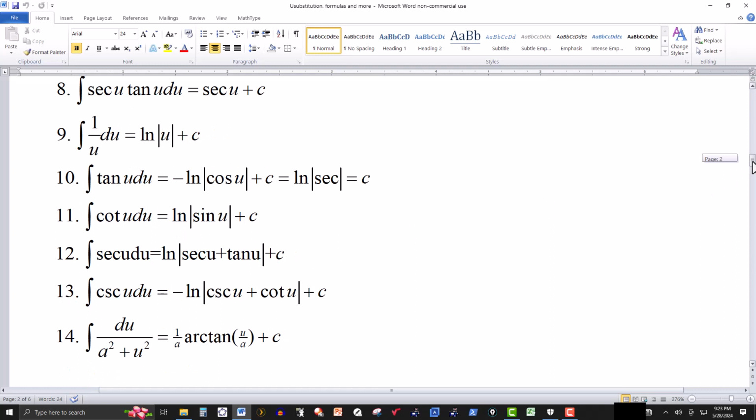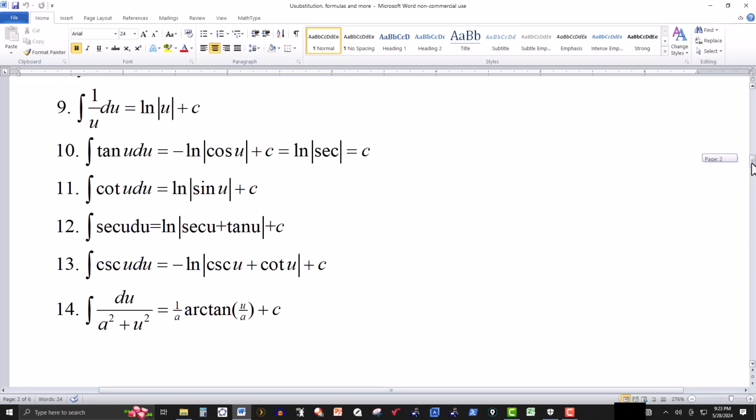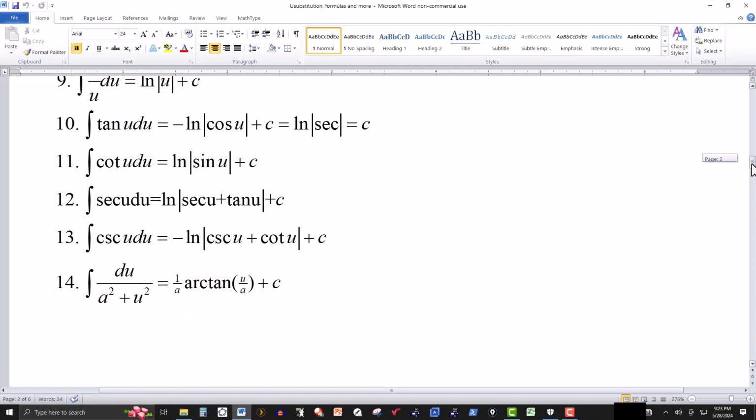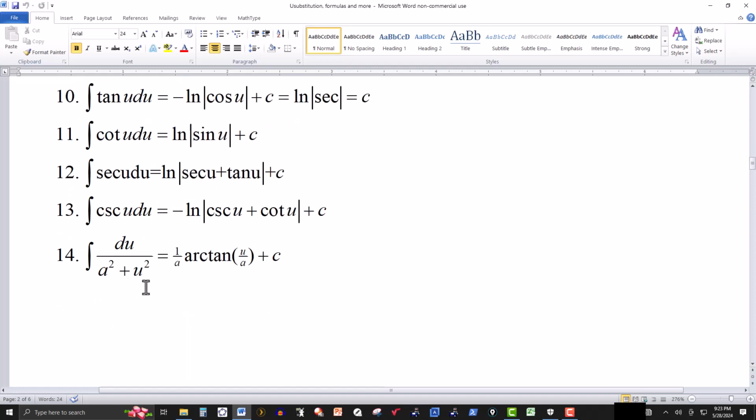Have some more integrals involving trig functions there. And these are the ones that you really should know. There's others, but this is just a sample of some of the ones you should know. And then I threw in number 14, involving the integral of du over a squared plus u squared, which leads to the arctangent, or tangent inverse, of u over a multiplied by 1 over a.